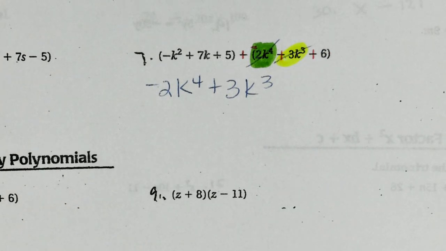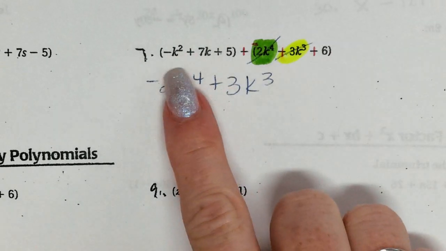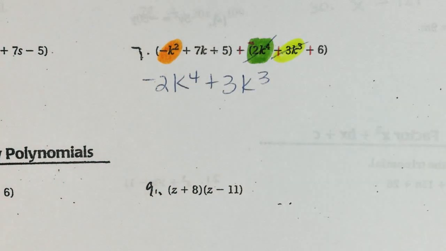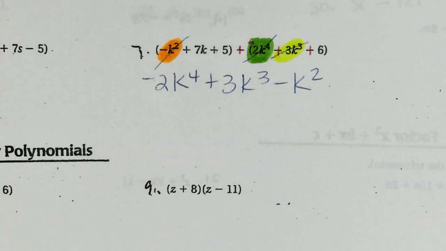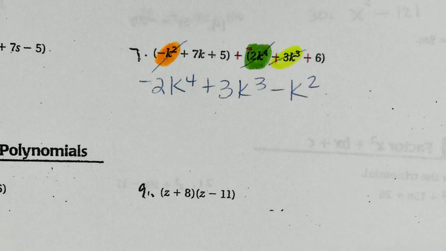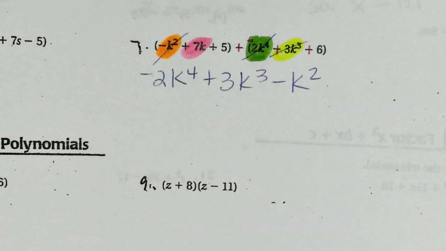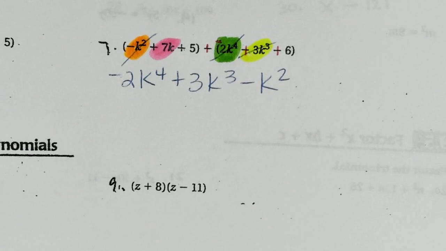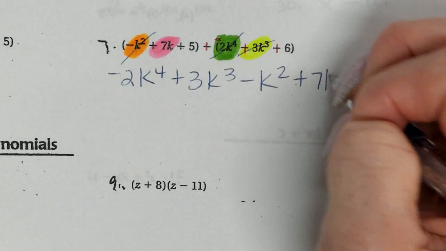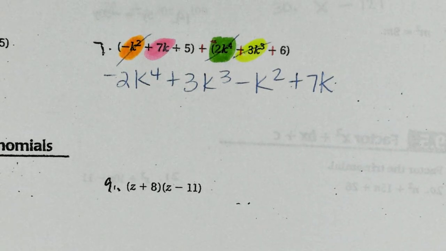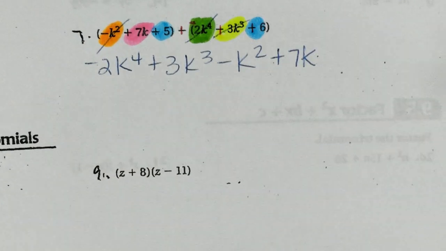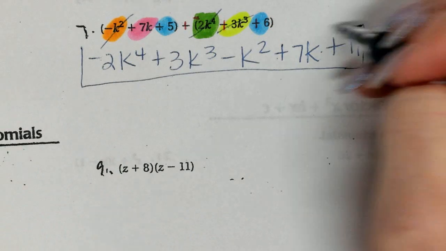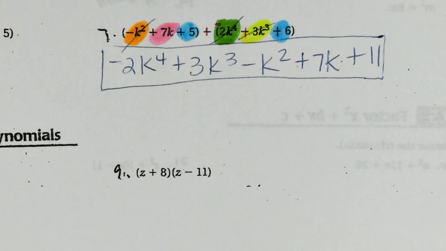Now I'm looking for the next biggest exponent, which is k squared. Is there anything for me to combine with that? Yes or no? No, so I write minus k squared, and I'm done with it. Now I'm looking for the next, which is k. Is there anything for me to combine with that? Yes or no? No, so I write plus 7k. And then my last pieces are my regular numbers. Can I combine them? Yes. What is 5 plus 6? 11. And that is as simplified as it can get because there's nothing I can combine.